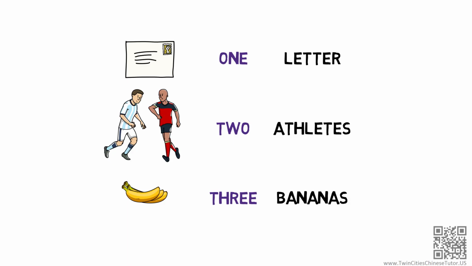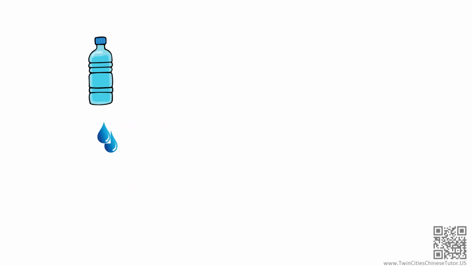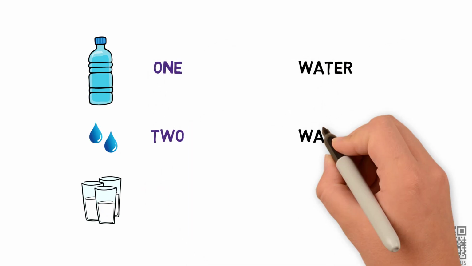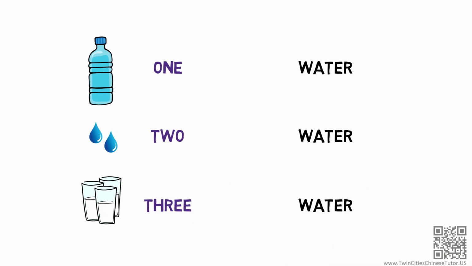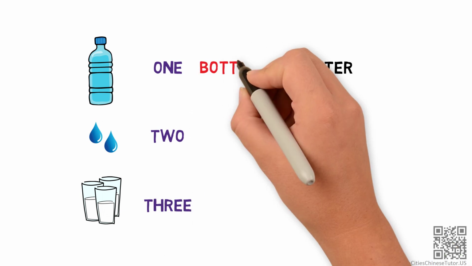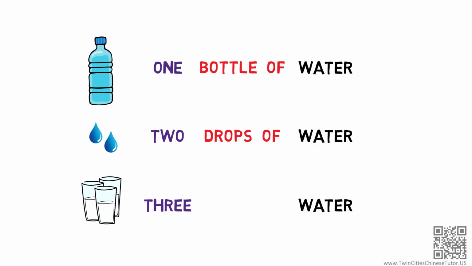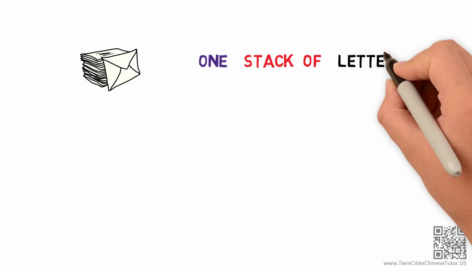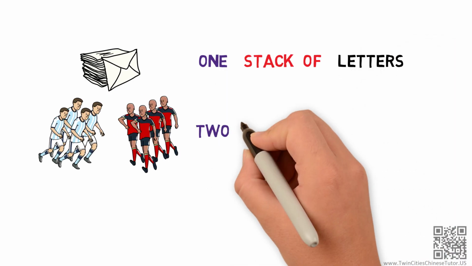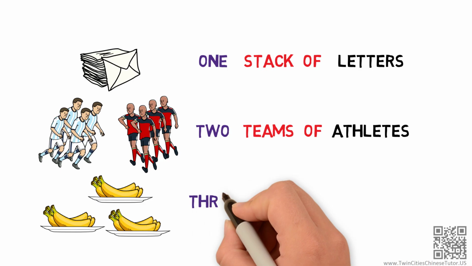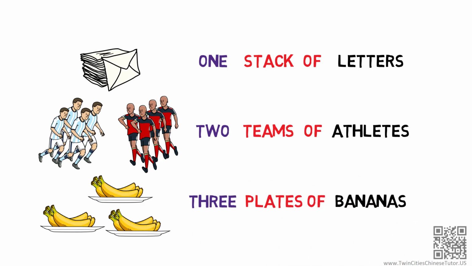However, when it comes to mass nouns in English, such as water, we need to use English measure words to connect them with the numbers. Instead of saying 1 water, 2 waters, 3 waters, we usually say 1 bottle of water, 2 drops of water, 3 cups of water. Also, measure words are used in English for nouns that show up in groups. For example, 1 stack of letters, 2 teams of athletes, 3 plates of bananas.